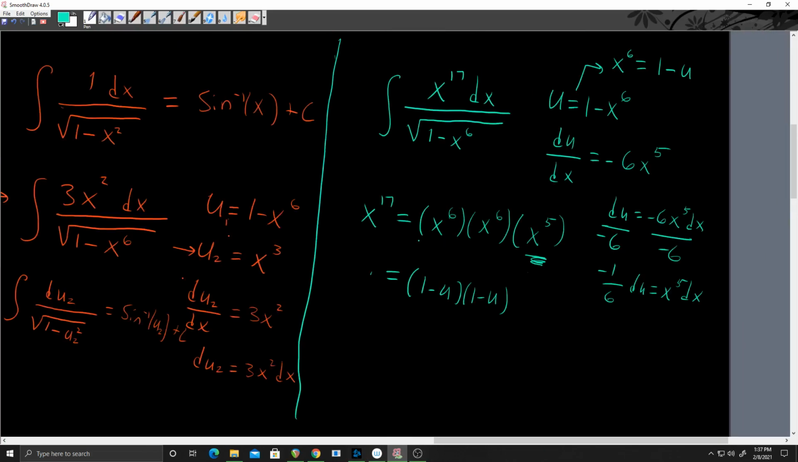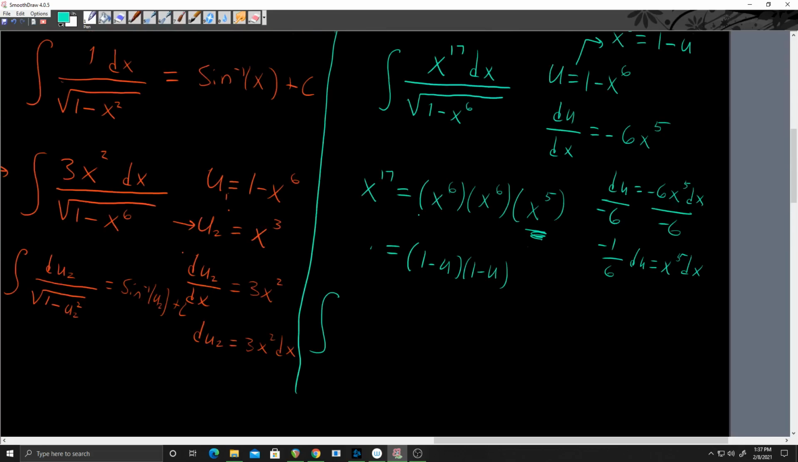This is going to be the integral, and I'm just going to break this down.